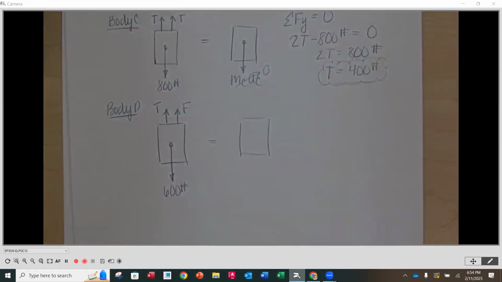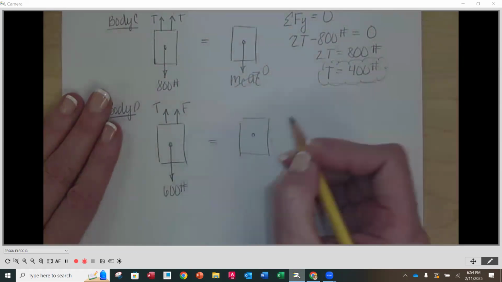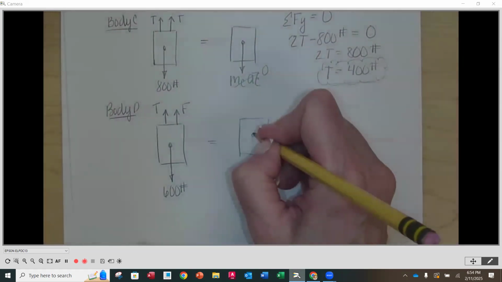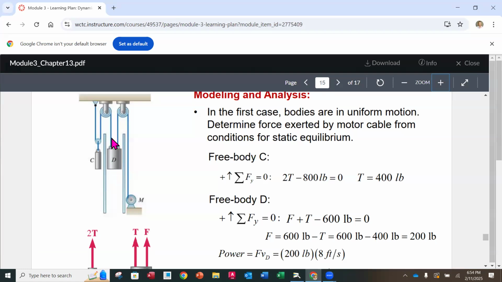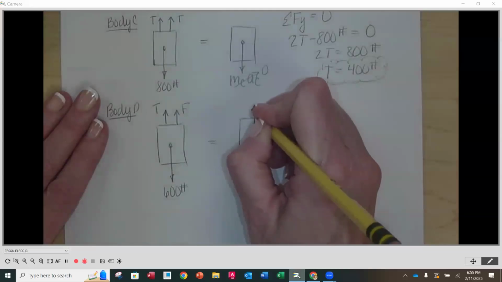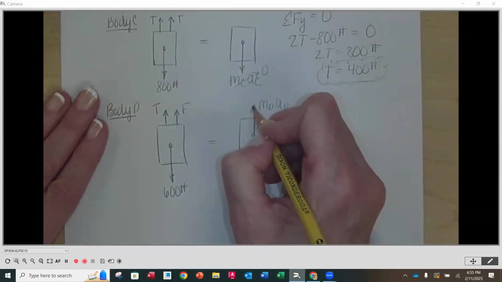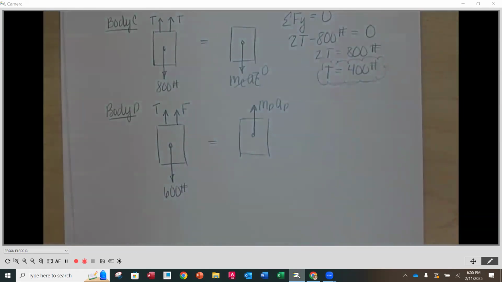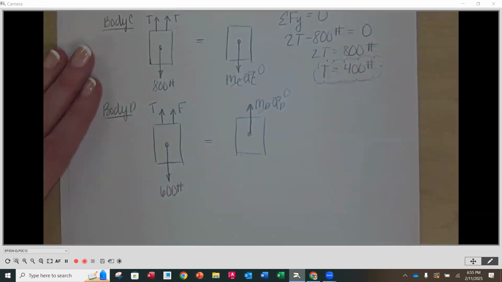Now, we already know what T is, right? So we'll be able to fill that in. And then the other side here, D is going to be moving up. So that means that we would show MD and AD. Now, again, we know that this is going at a uniform velocity, no acceleration. So this actually goes to 0 as well.